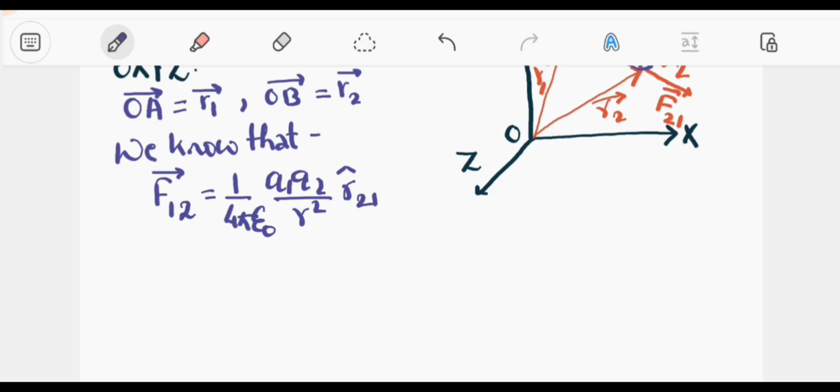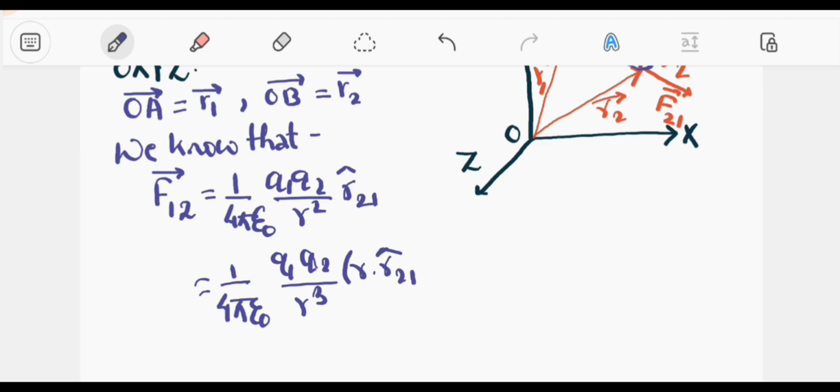Now again we can also write it as 1 by 4 pi epsilon naught Q1 Q2 upon R cube if we multiply and divide by R. So R square multiplied by R is R cube, and here we will be left with R multiplied by R21 cap. Clear with this? So why have we done this? We will learn it now.